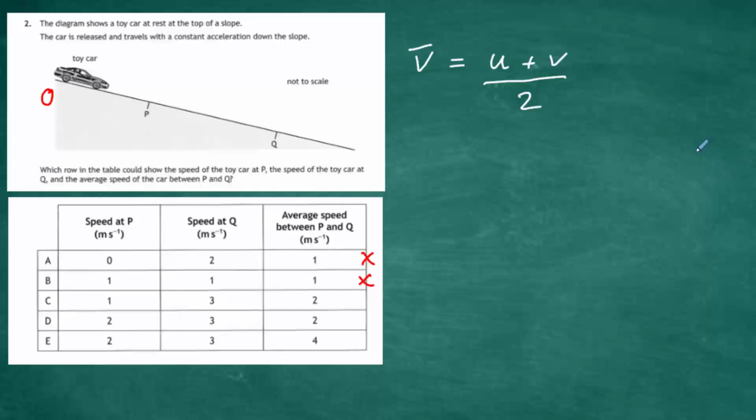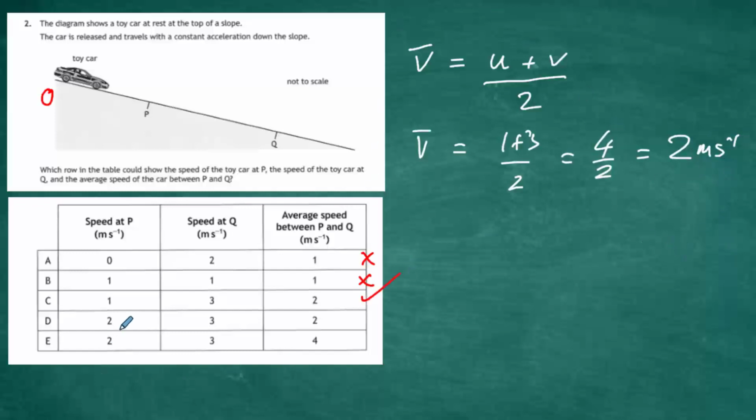So if you look at response C, we have speed 1 at P is 1 and speed at Q is 3, so we add them up and we're going to have U plus V. 1 plus 3 is going to give you 4, and we're going to divide that by 2, so that's going to give you 4 divided by 2, which is going to give you 2 meters per second. So the average speed there is 2 meters per second, so that could be a possible winner, that one there.